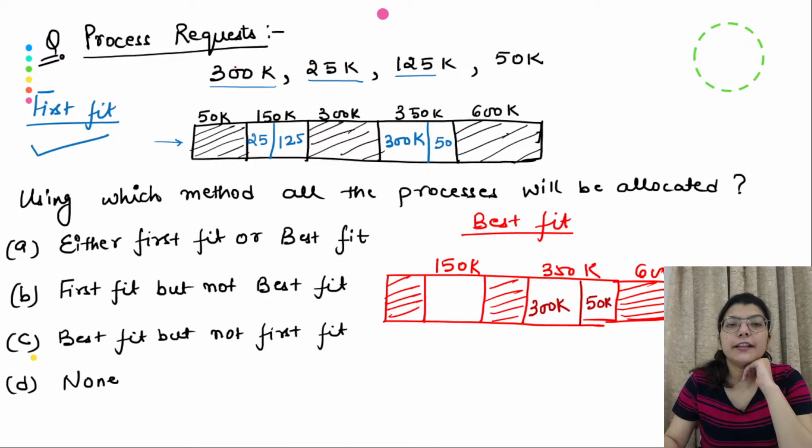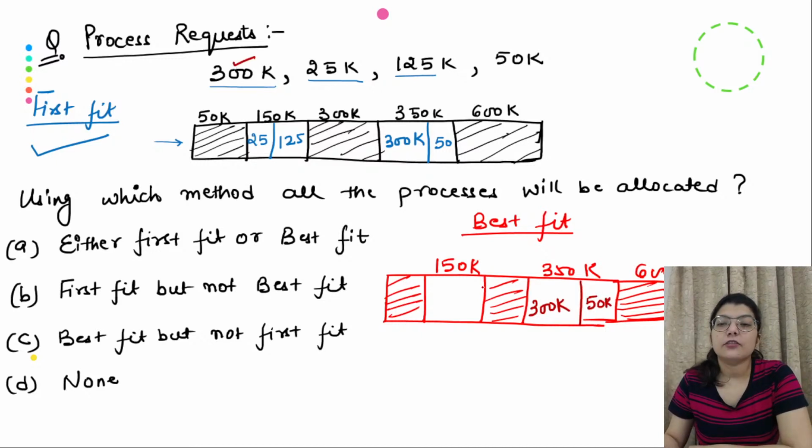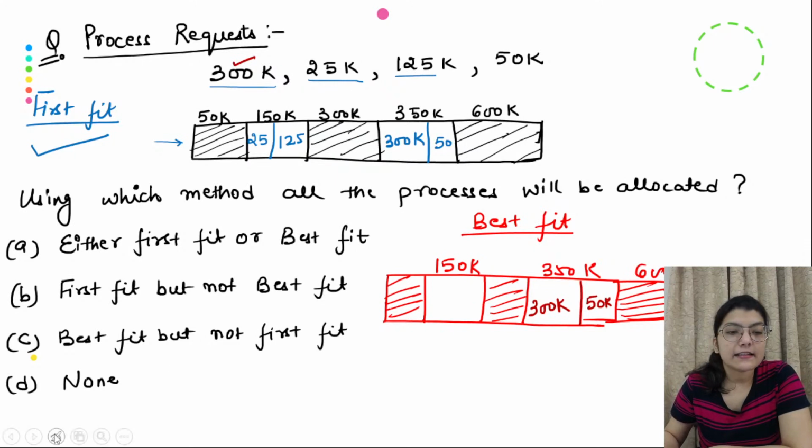Okay, so 300k ho gaya. Next is 25k. So now we are having 150k and this much is 50. So 25 best will fit under what? Best 25 will fit under this remaining block, that is 25k will come over here and this remaining size will be again of 25k. Next I have 125. So 125 I can easily accommodate over here. So 125 यहाँ आ गया and this remaining block is of 25k.